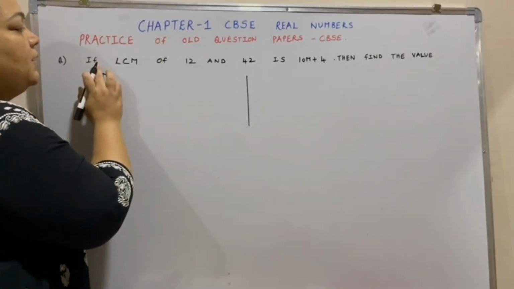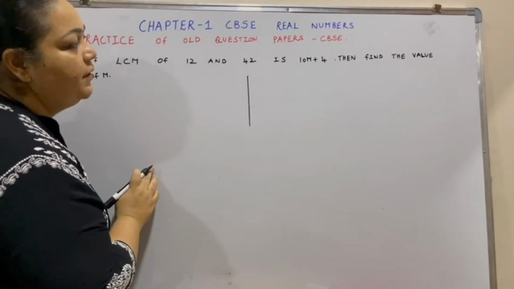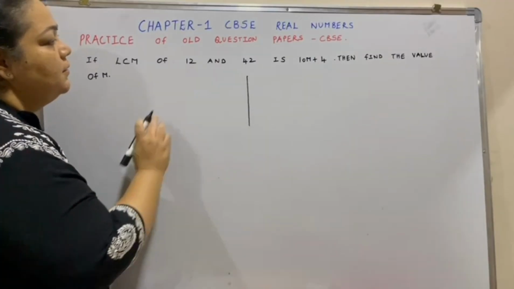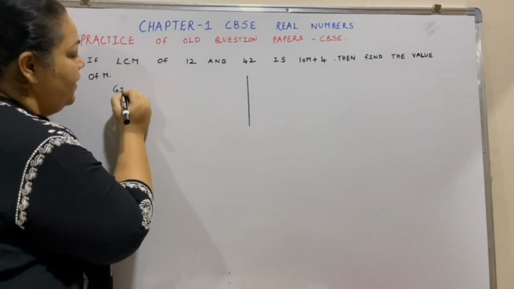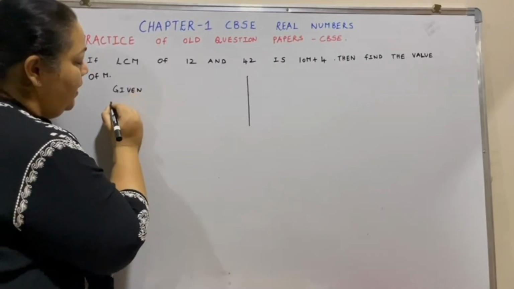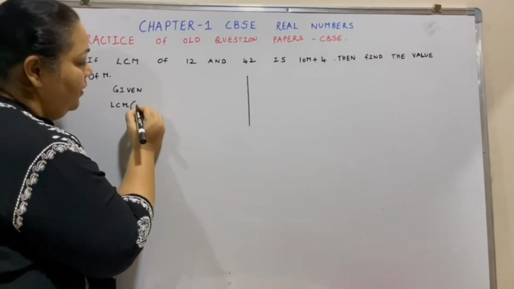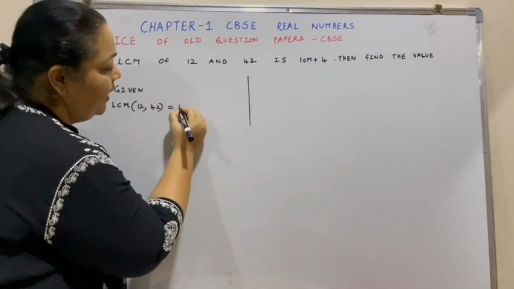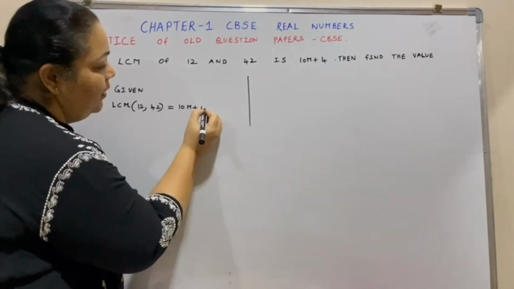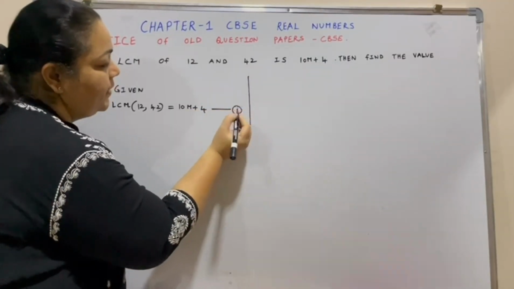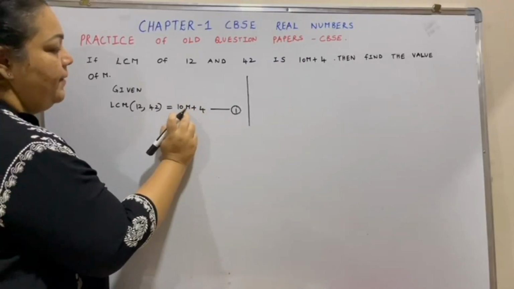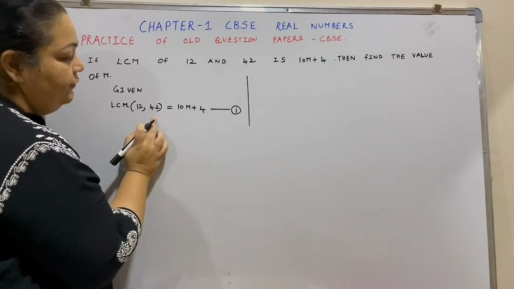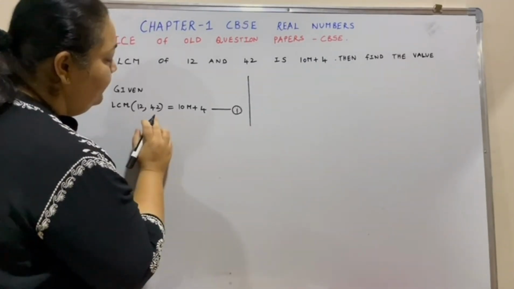Now the next question is: if the LCM of 12 and 42 is 10n plus 4, then find the value of n. So in the given, they have given LCM of 12 comma 42 is equal to 10n plus 4. They are asking what is the value of n. So we will first find the LCM of 12 and 42.